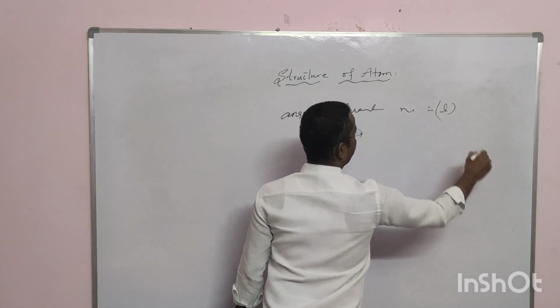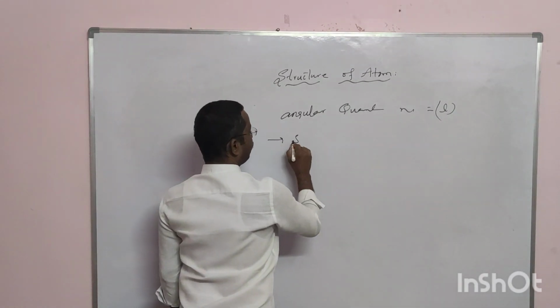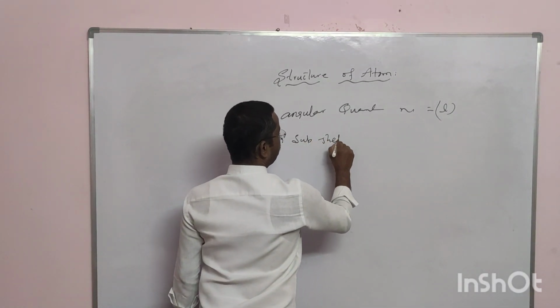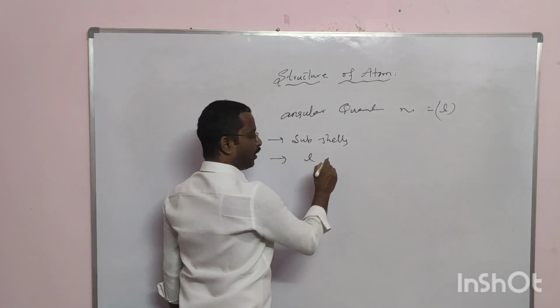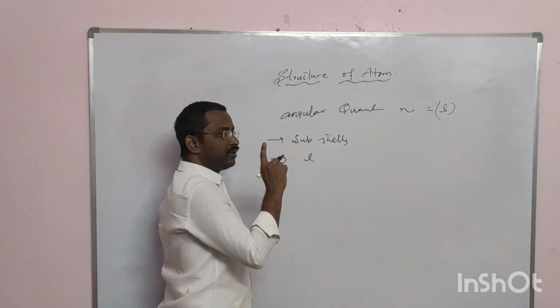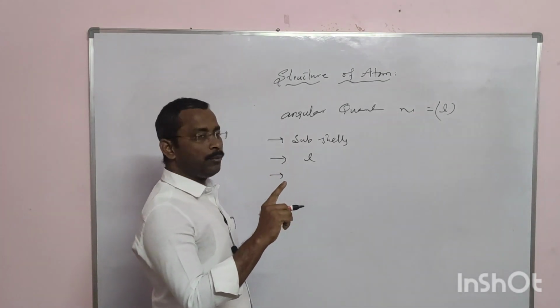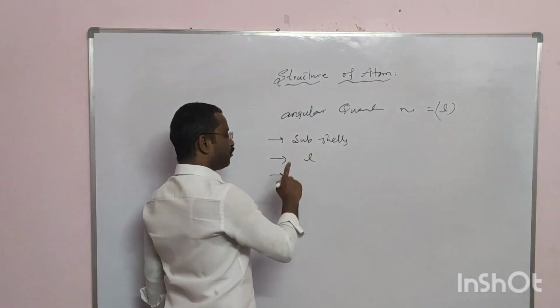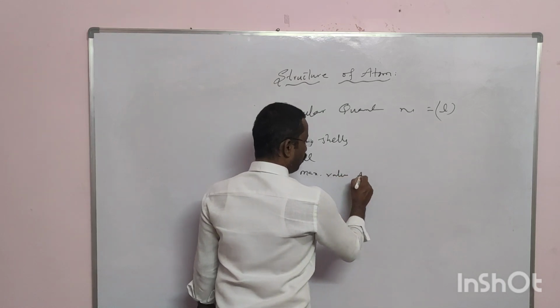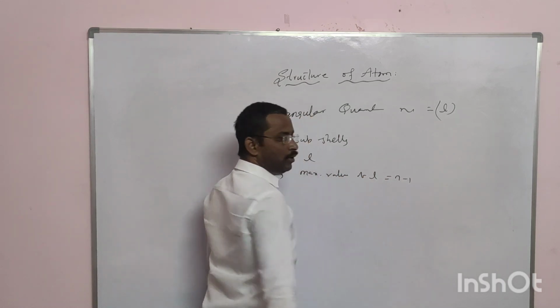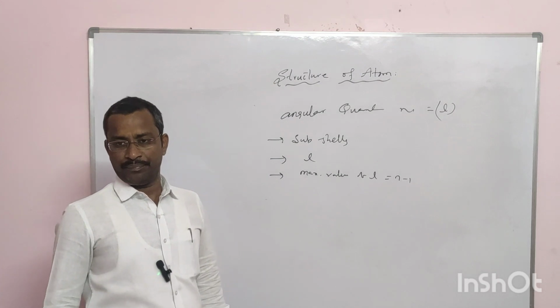Angular quantum number is represented by L. It tells about the subshells. Third point: the angular quantum number, or azimuthal quantum number, depends on N. The maximum value of L is equal to N minus 1.